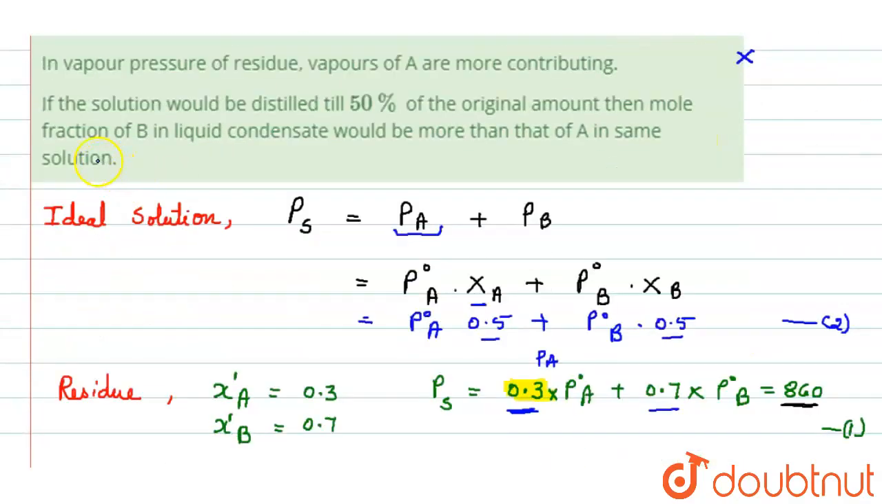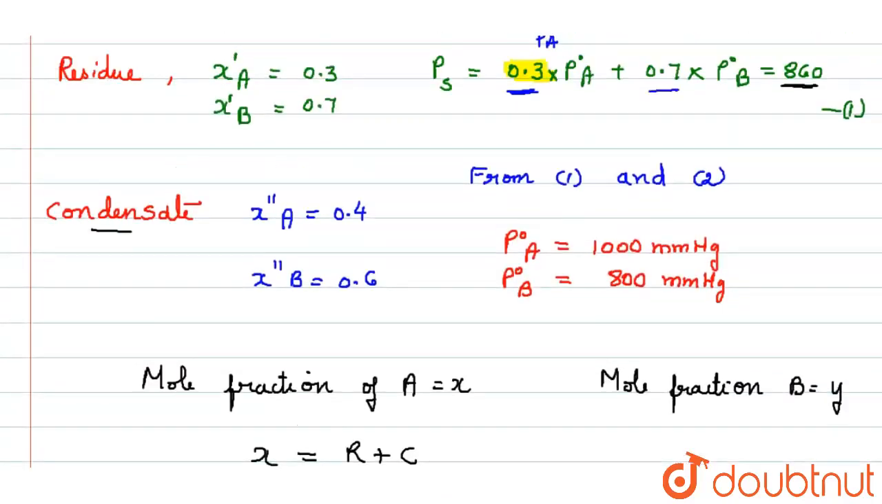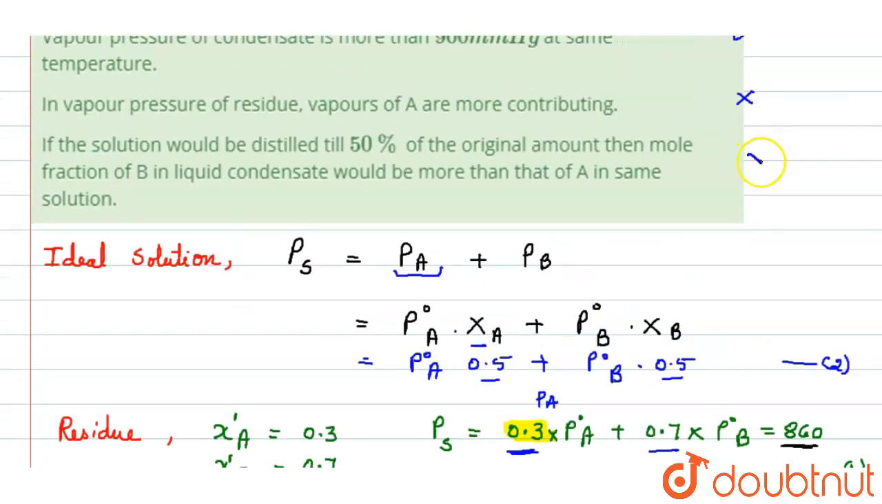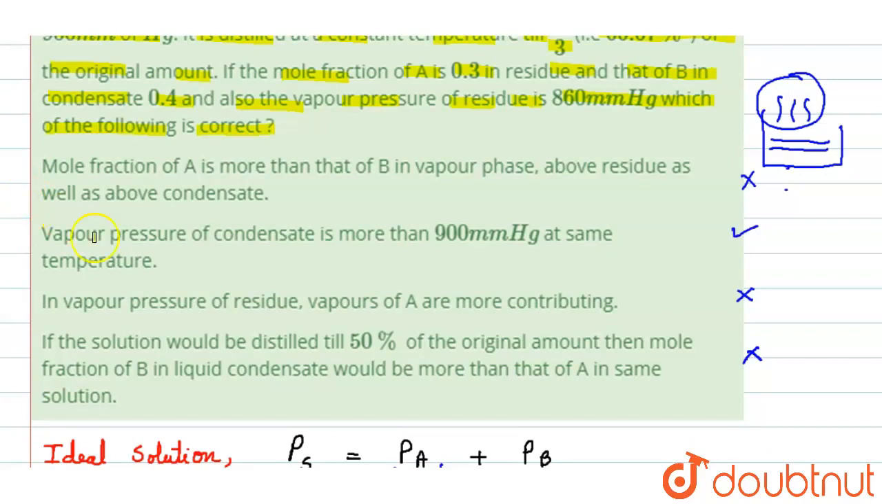So we'll see that if the solution would be distilled 50% of the original amount, the mole fraction of B in liquid condensate would be more than that of A in the same solution. See, this is not possible. In condensate, actually, the mole fraction of B is anyway less. Even at distillation, since its mole fraction is less, it is going to remain less only. So this cannot increase. So this is also not correct. Therefore the right option here should be option B.